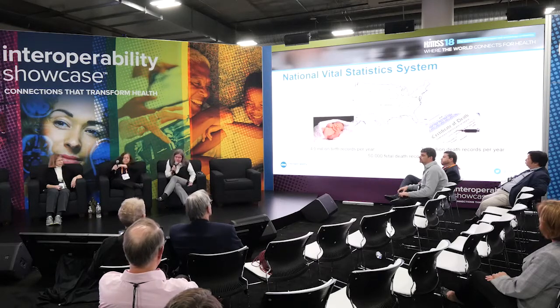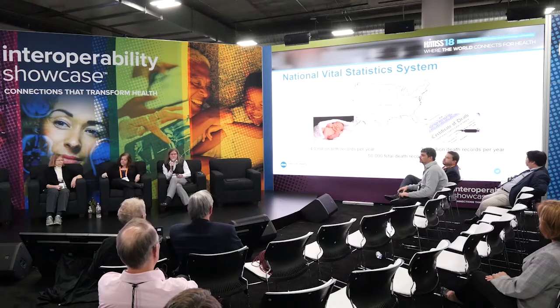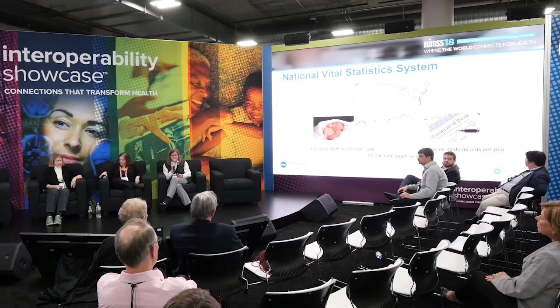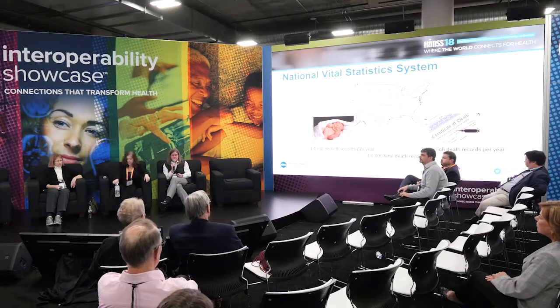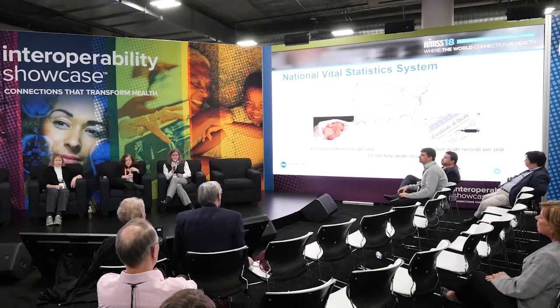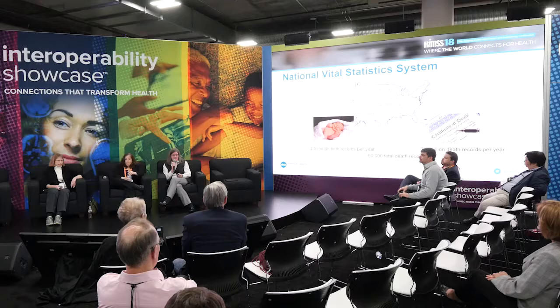I'll spend a little bit of time now talking about the birth and death reporting activity. The National Vital Statistics System consists of provider organizations, local and state vital registrars, and the CDC's National Center for Health Statistics. There are approximately 7 million vital events that are processed annually, with about 4 million births, about 3 million deaths, and about 50,000 fetal deaths.